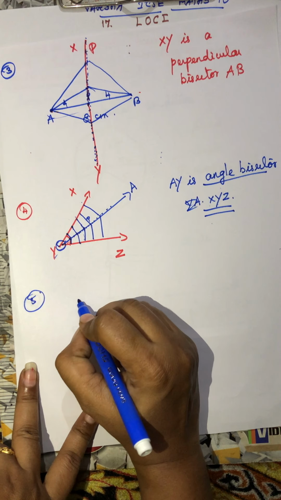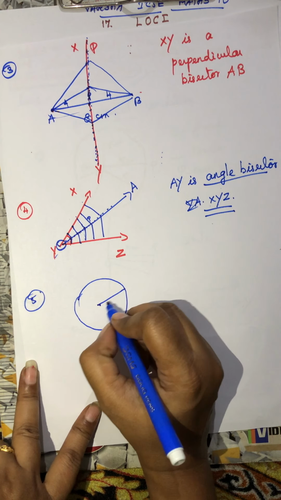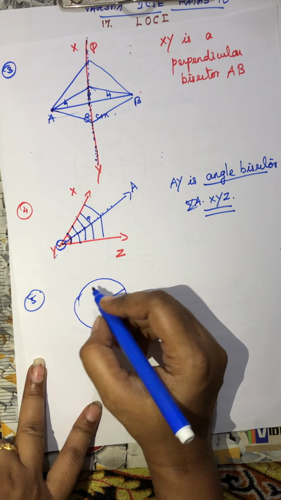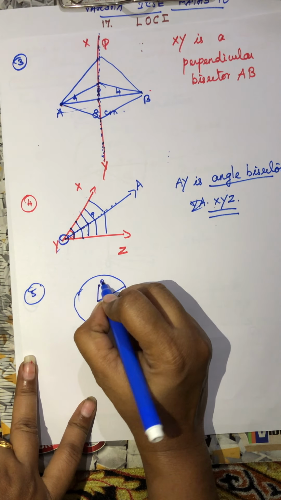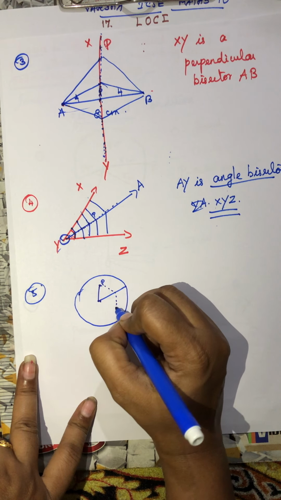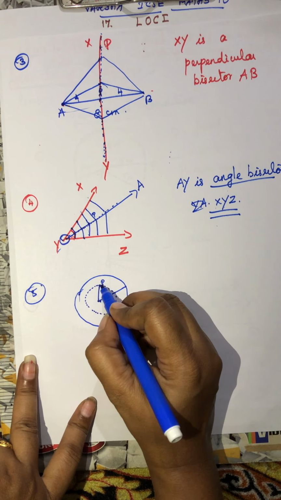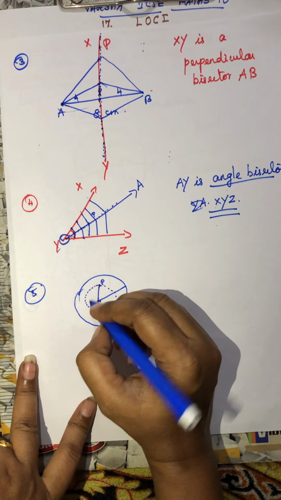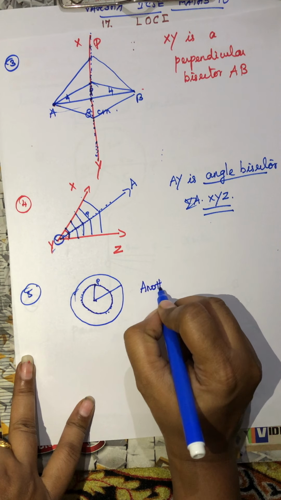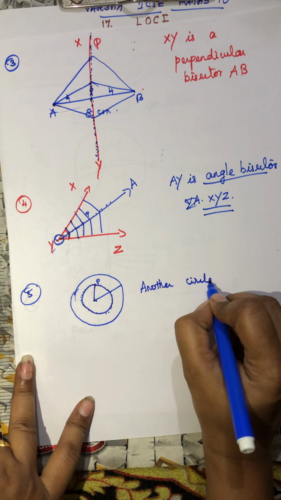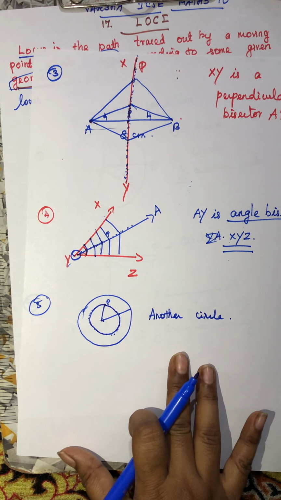See kids, we take a circle with some radius R. Another point is P, at an equal distance from the center. P is moving according to that condition. What is the condition? The distance from the center point to this point is equal. So what do we get? We get another circle. Okay students, so this is the locus of the points.